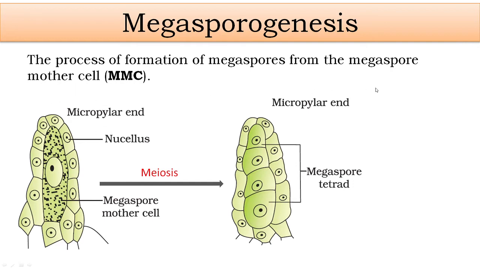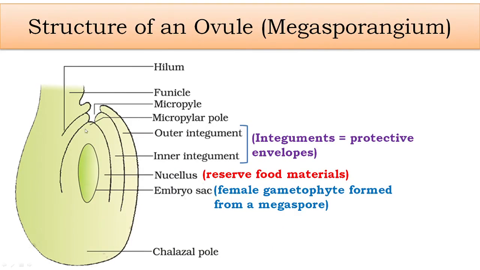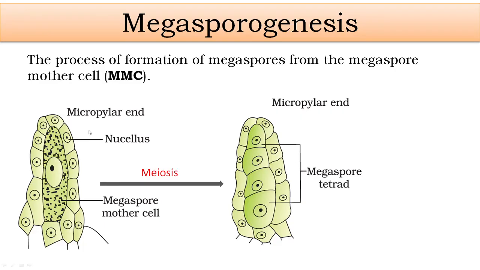Now the process is very simple. At the micropylar end, there are many cells of the nucellus. One cell becomes the megaspore mother cell. We have the nucellus here, and here we have a large cell at the micropylar end, and it becomes the megaspore mother cell. I don't know how it becomes the megaspore mother cell, but this cell is destined to become the megaspore.